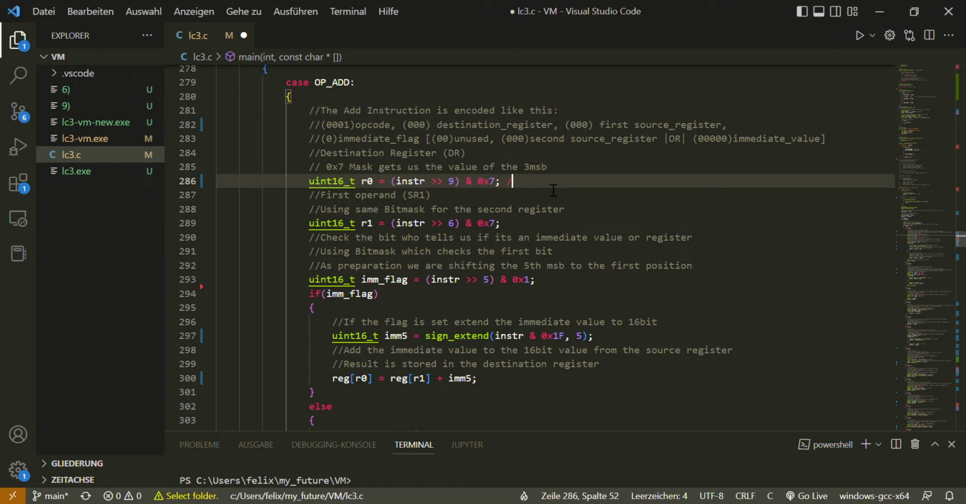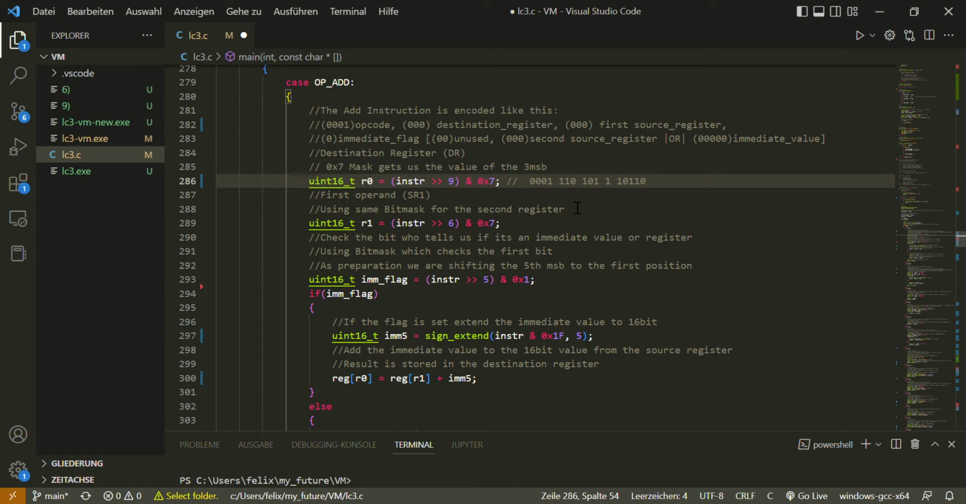The instruction would look like this: 0001 for the opcode. Then we have the destination register, let's say it's 110. Then the first source register, let's say it's 101. Then the immediate flag, let's say it's 1. And then we have our 5 remaining bits for the immediate value, 10110. Perfect. So basically what we're going to do is shift the instruction by 9 bits to the right.